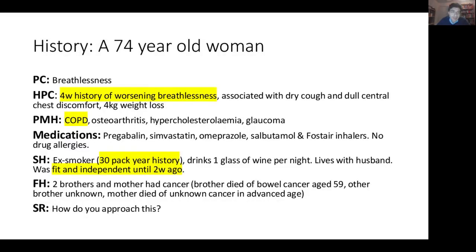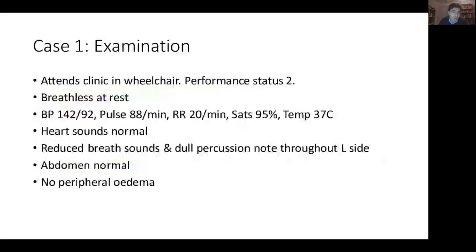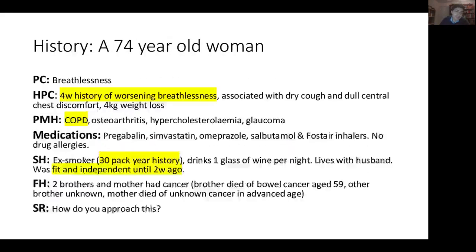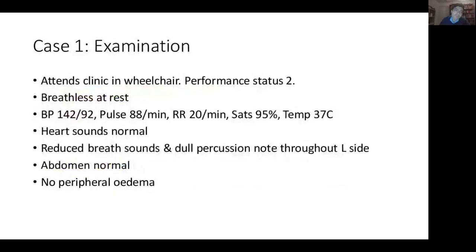So the salient points here are that this is a 4-week history, a relatively rapid acute history in that case, of breathlessness in a woman with COPD and a strong smoking history, who importantly again was fit and independent until 2 weeks ago. The key thing here is that she's gone from well to not well very, very quickly.